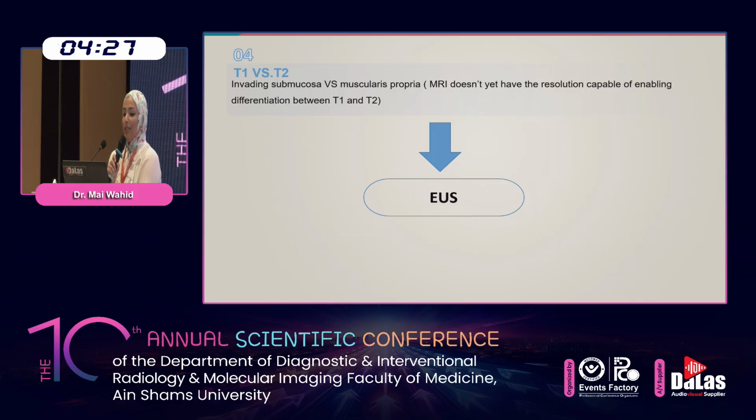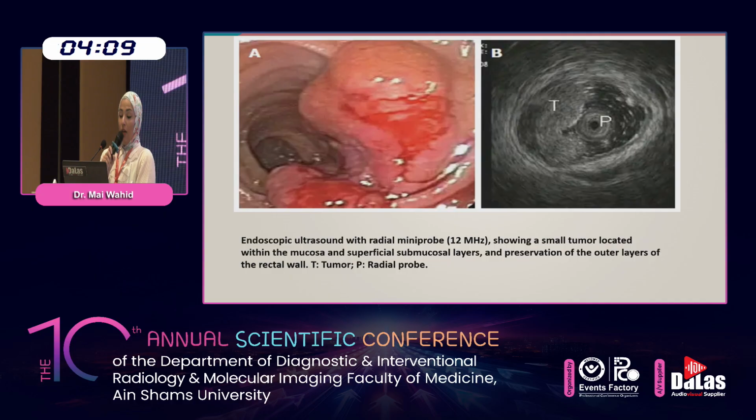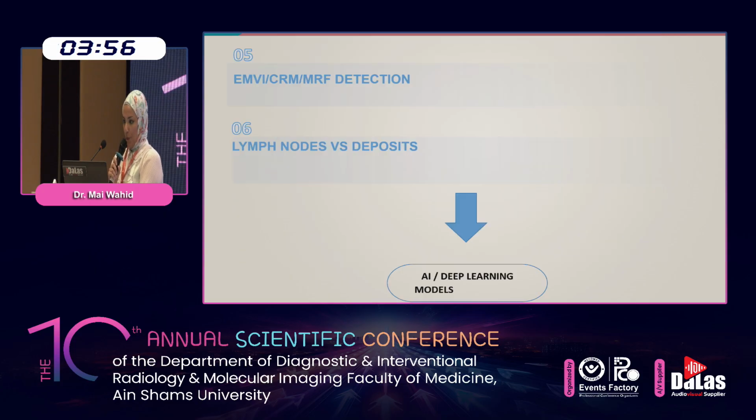Also, we have a limitation in identifying T1 or T2 stage of the tumor, whether it's invading the submucosa or invading also the muscularis propria, as MRI doesn't yet have the resolution capable of enabling differentiation between T1 and T2. So we can use the endoscopic ultrasound. Here we have endoscopic ultrasound with the mini probe showing a small tumor located within the mucosa and superficial submucosal layers with preservation of the outer layers of the rectal wall. So this is a T1 stage tumor.